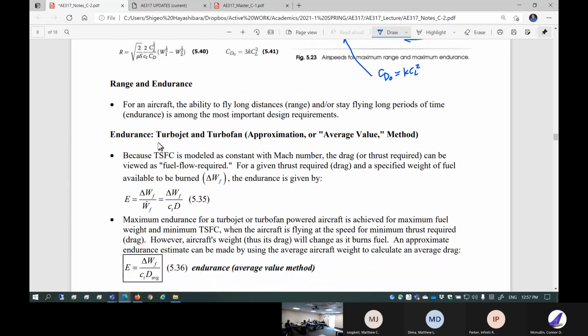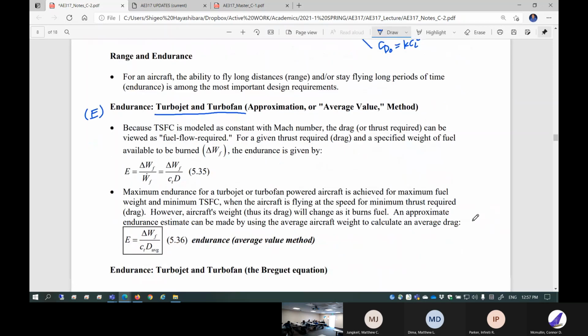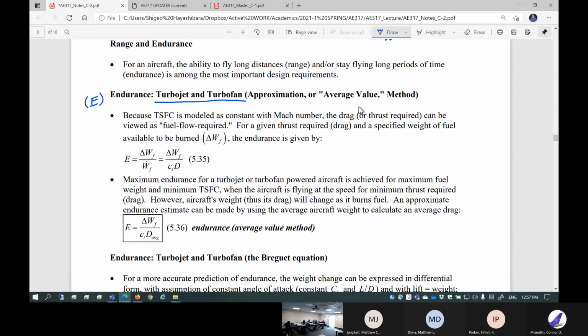First of all, turbojet and turbofan. So don't lose your focus. I'm going to only talk about turbojet, turbofan. You have two different methods to compute the endurance and range each. So total 4 equations. So for the endurance, E, if your airplane comes up with a turbojet or turbofan power plant, you have an easier method, which is average value method. This is the endurance equation for average value method.